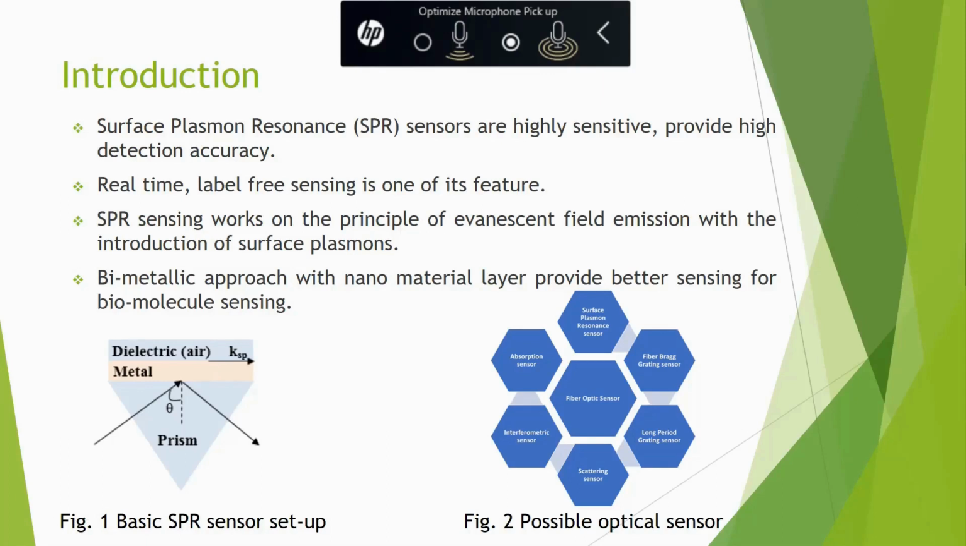So the basic thing is how resonance is achieved. When the momentum of the incident light coincides with the momentum of the plasmons, in that case resonance occurs, and at the resonance condition we get the minimum intensity reflected back. So that is the basic of SPR sensing.